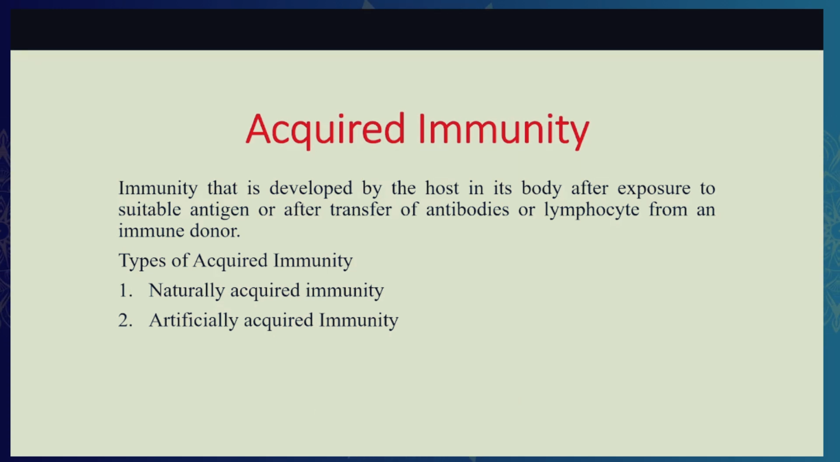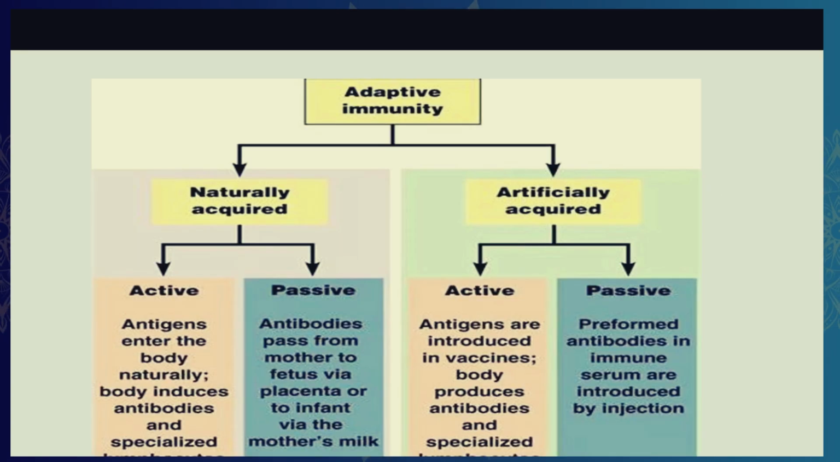Second type of immunity is acquired immunity. This acquired immunity can be of two types. Why the name acquired? It is immunity that is developed by the host after exposure to the foreign particle, or the transfer of antibodies or lymphocytes from an immune donor.